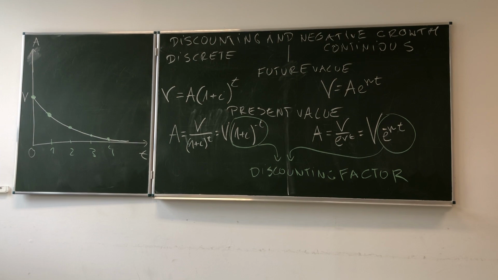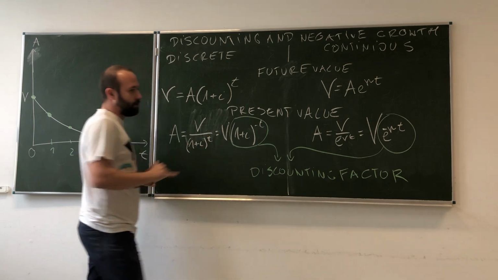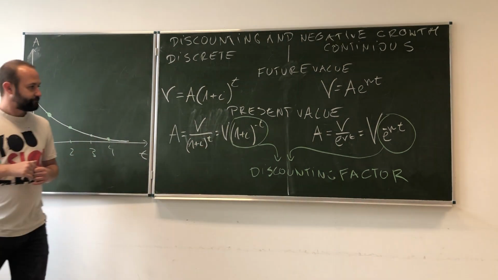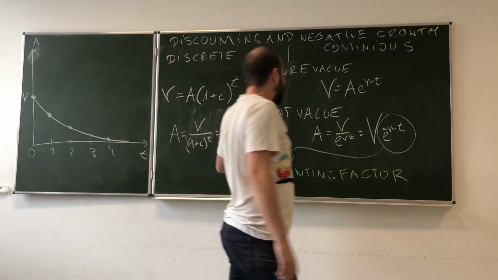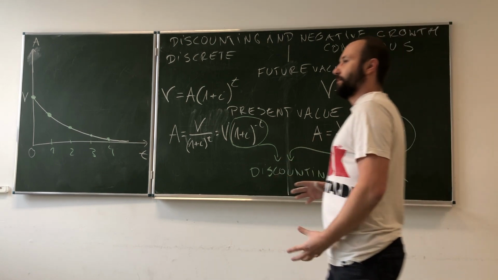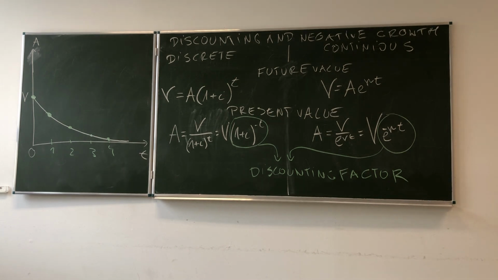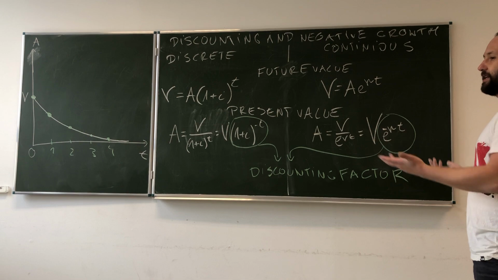I hope this shows you that such a simple manipulation with the location of this factor allows us, on one hand, to calculate the future value of some amount of money we have now, and the present value of some amount of money we are supposed to obtain in the future.